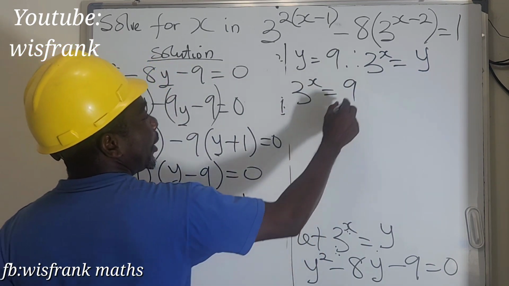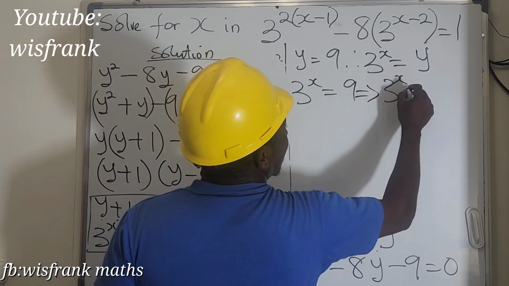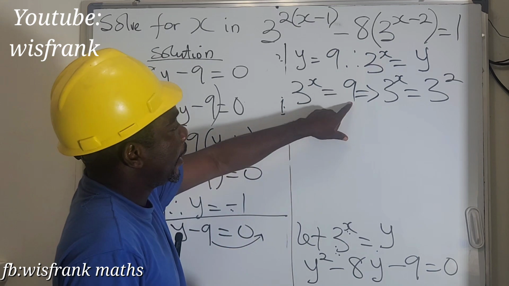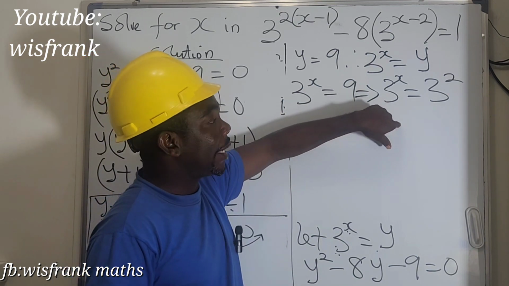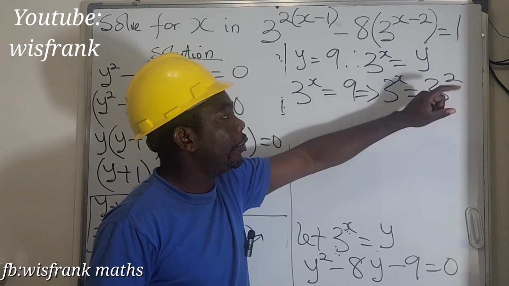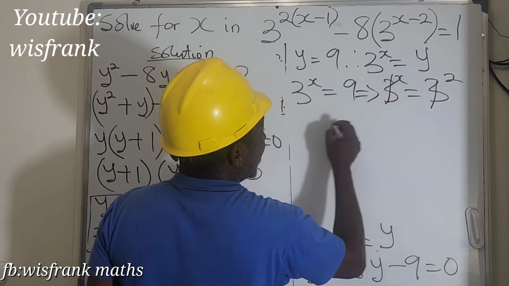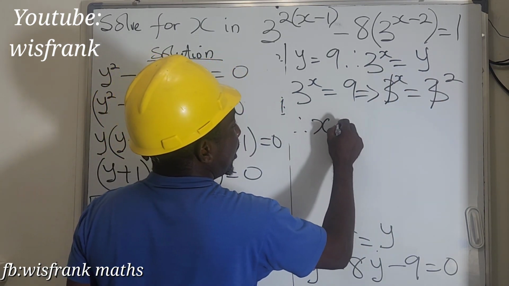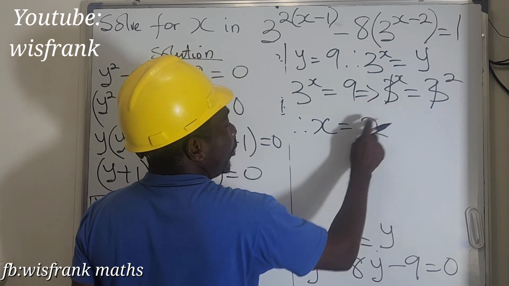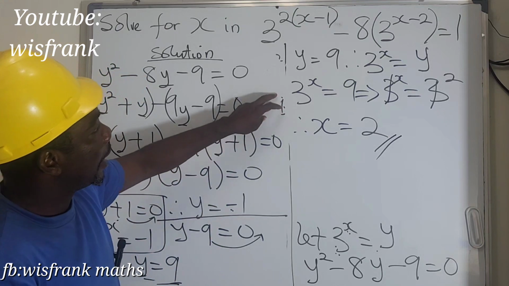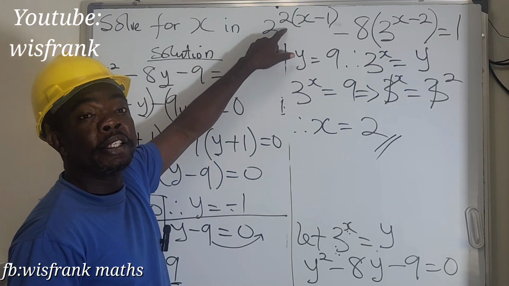And this can be rewritten as 3 to the power of x equals to 3 to the power of 2. Because 9 here is 3 times 3, which is 3 to the power of 2. And we have the same base. They can cancel each other. Therefore, x equals to 2. The value of x in this case equals to 2. And you can see that it will satisfy this equation.